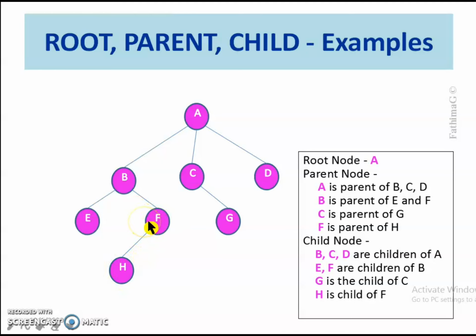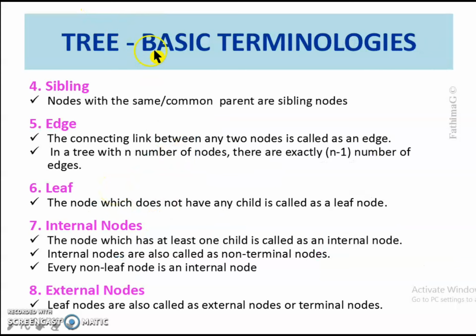Moving to the child node, nodes B, C, D are children of A. E and F are children of B. G is the only child of C and H is the only child of F. Coming to the other terminologies, siblings. Nodes with the same or common parent are called siblings. Next, edge. The connecting link between any two nodes is called an edge.